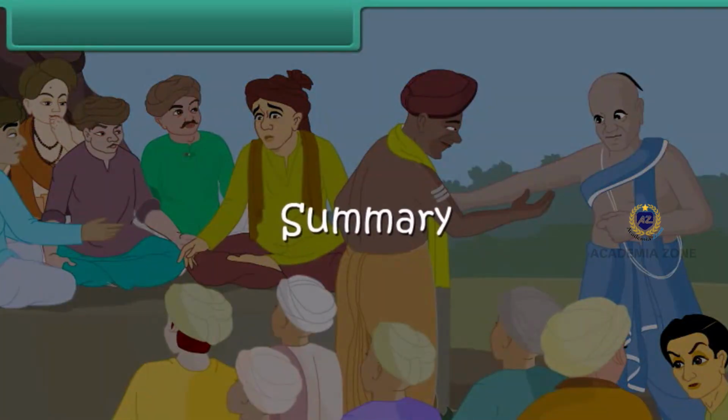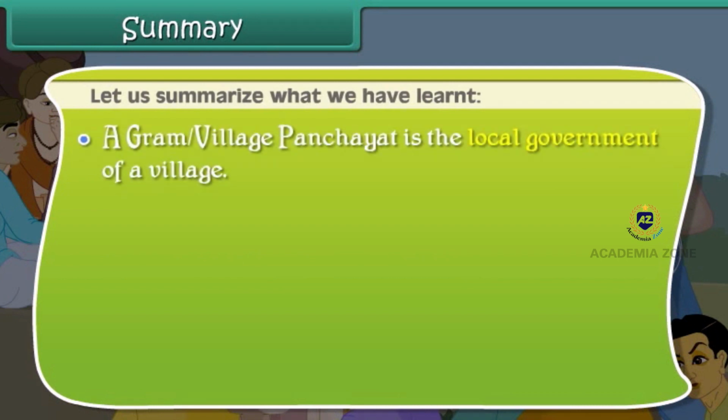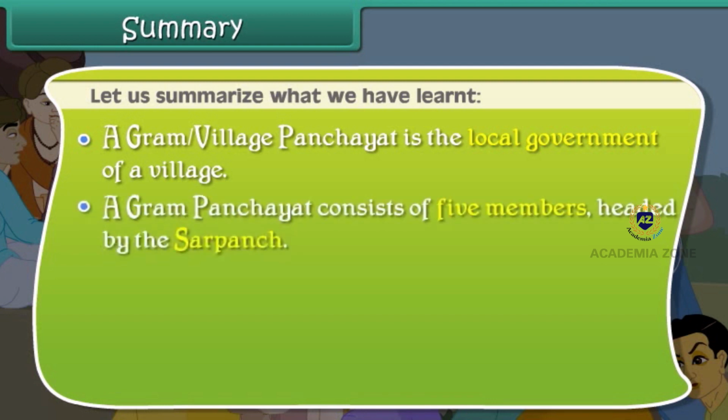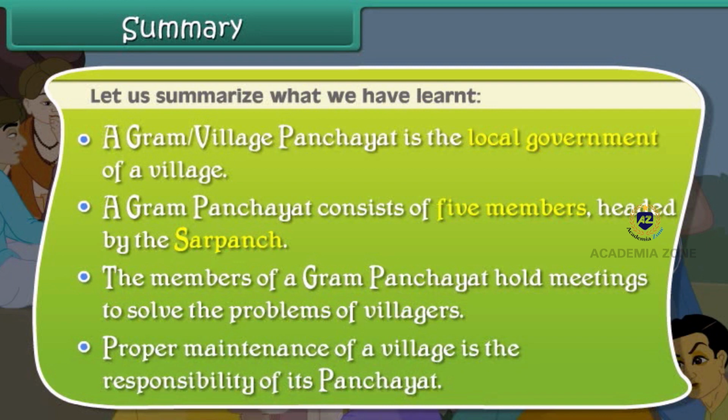Summary. Let us summarize what we have learned. A Gram Village Panchayat is the local government of a village. A Gram Panchayat consists of 5 members headed by the sarpanch. The members of a Gram Panchayat hold meetings to solve the problems of villagers. Proper maintenance of a village is the responsibility of its Panchayat.